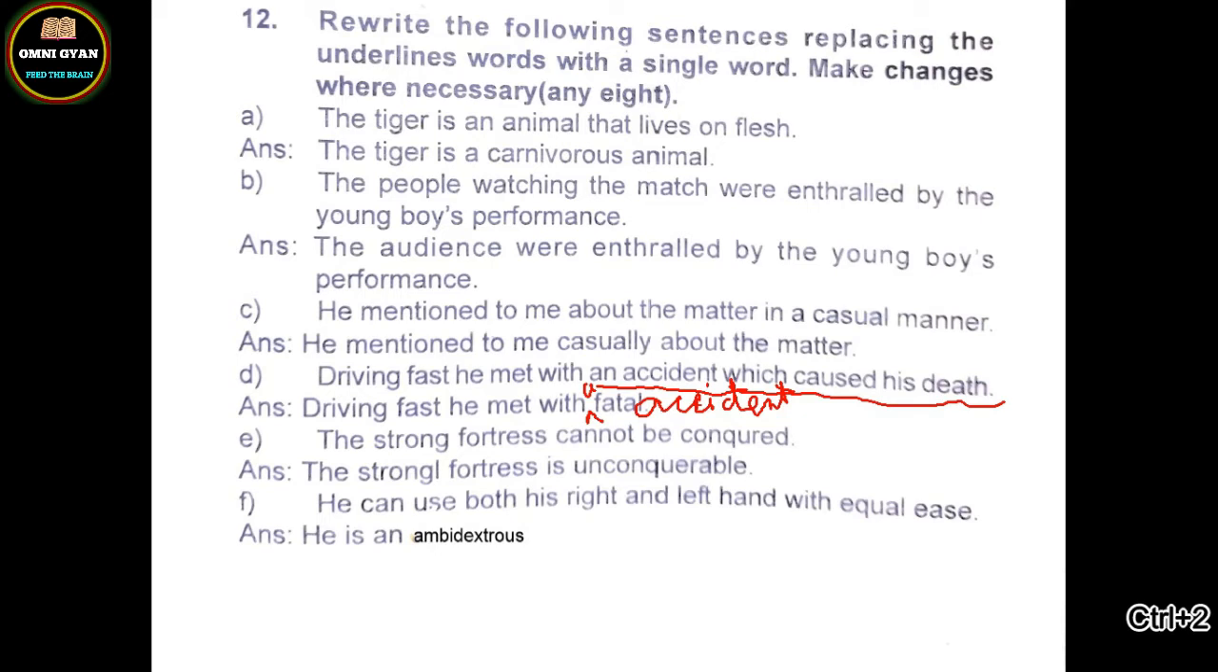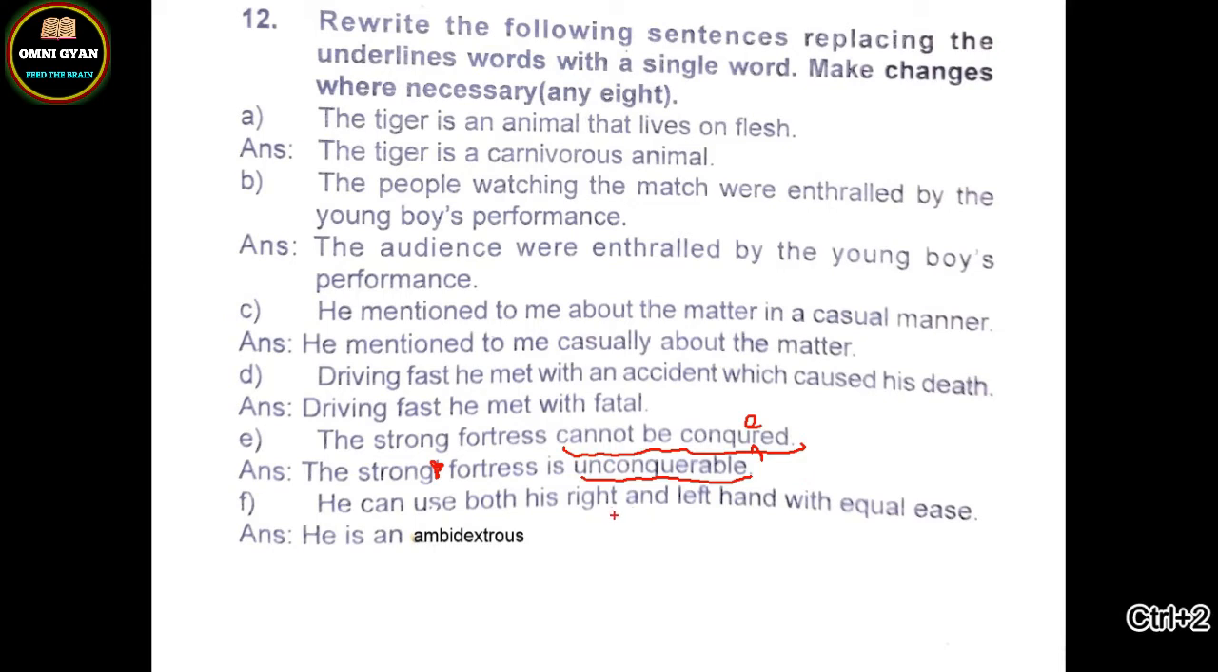Okay, let's move on then. The strong fortress cannot be conquered. So cannot be conquered should have been underlined here. Conquered spelling, there is a mistake. Q-U-E-R-E-D. Okay, so the strong fortress cannot be conquered. So cannot be conquered means unconquerable. The strong fortress is unconquerable.